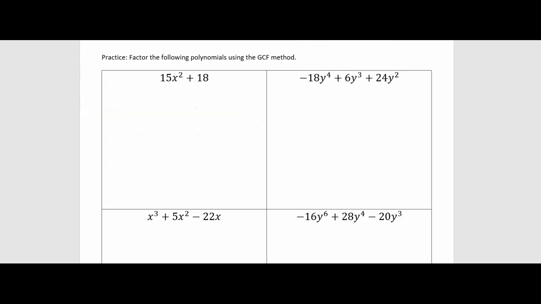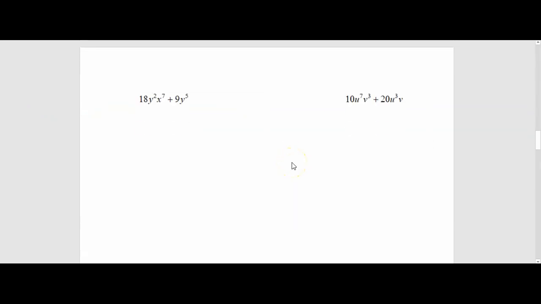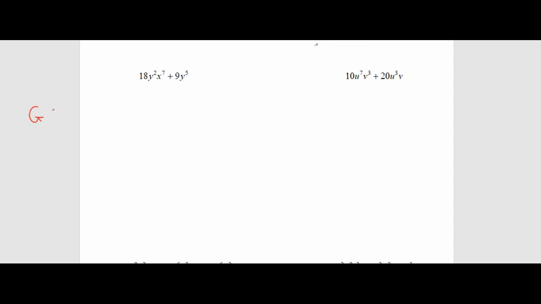Again, I did say we're going to do 18, so let's jump down there. All right, so the first thing we're going to do is find the GCF before we factor it out. So the number portion of the GCF, the greatest common factor between 18 and 9, is actually 9. 9 is the greatest common factor of 9 and 18.